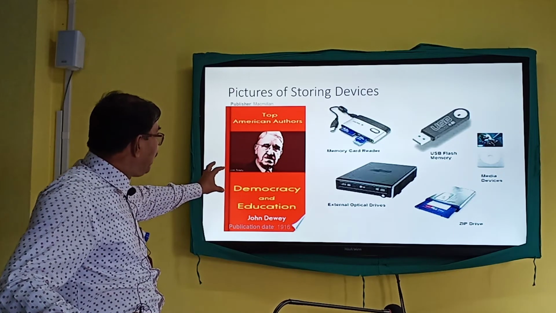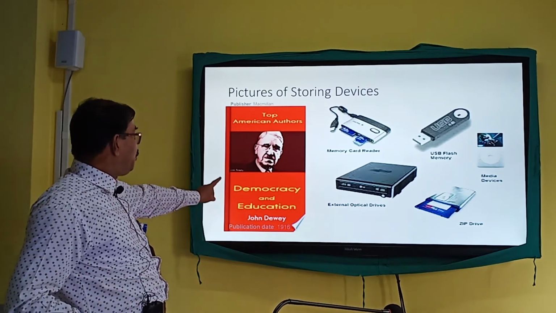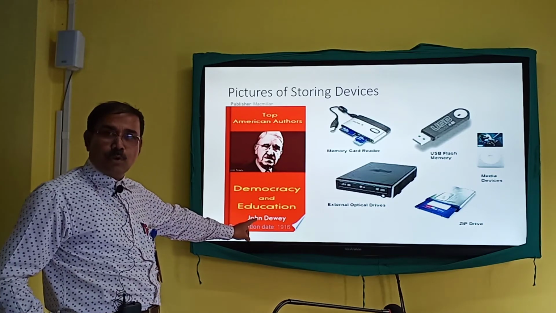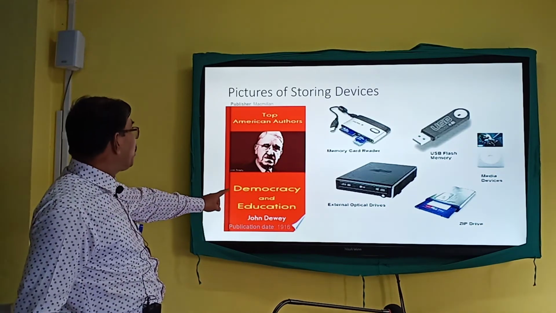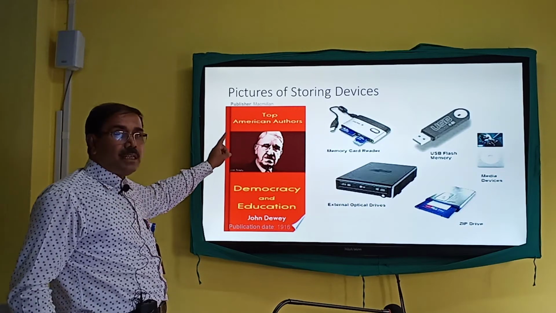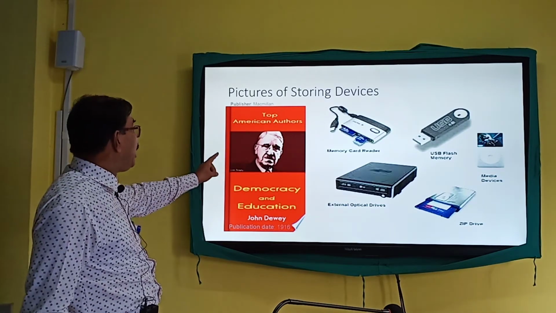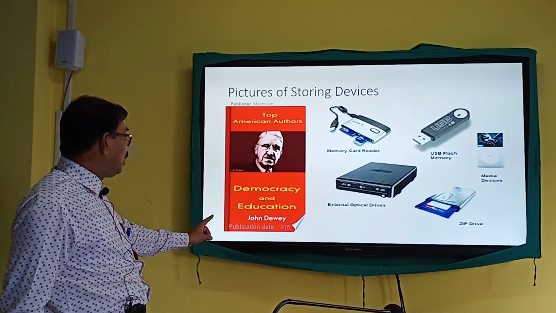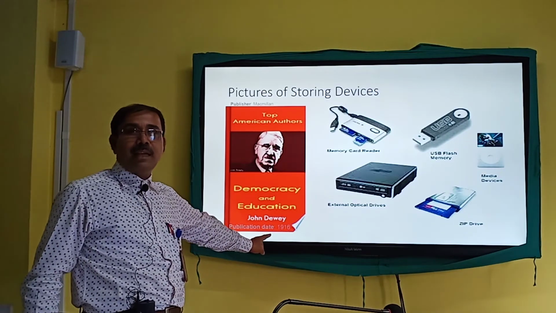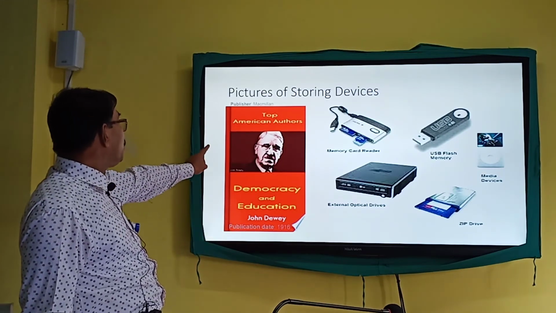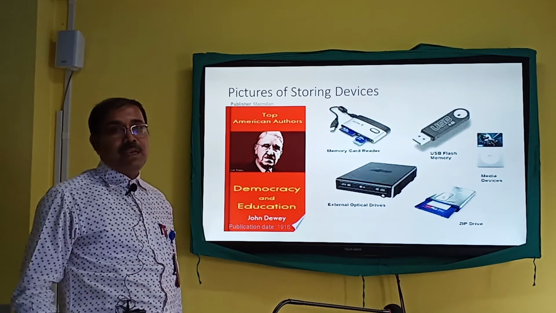This is the product of printing. This is a great book, the name of which is Democracy and Education. You know very well. This book was written by one of the greatest American educationists, John Dewey. This is the original book, and it was published in 1916 by the Macmillan Company.